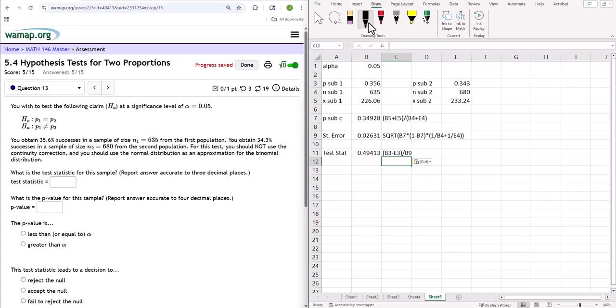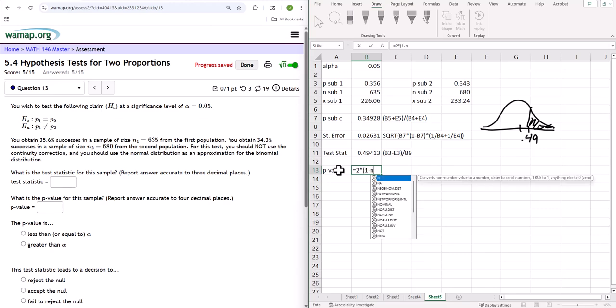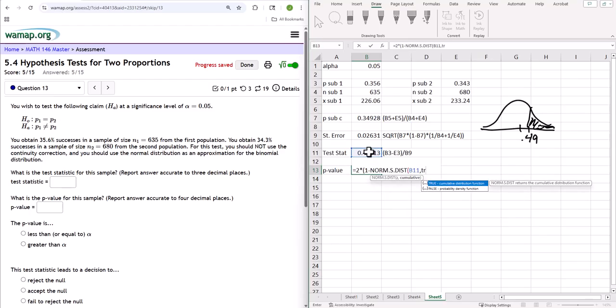So here I have a normal distribution, and my test statistic is almost 0.5, right? So it's right over here. And notice this one is a two-tailed test, so we actually have to find the area over here and then double it to find our p-value. Depending on if we're positive, we find the area to the right. If we're negative, we find the area to the left. So it's going to be 2 times, and now I have to find the area to the left, 1 minus a normal standard distribution of this, and true.